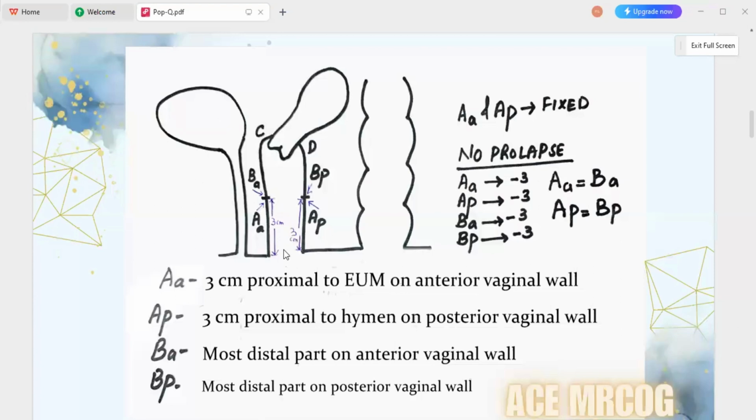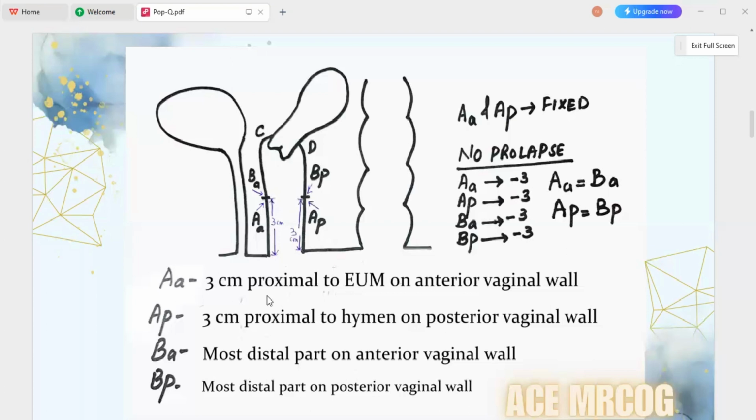Okay. So this is the anterior wall, and the anterior wall has 2 points. One is AA and one is BA. The proximal portion, 3 centimeters, is called AA. And on the posterior wall, the same, 3 centimeters proximal to the hymen, is called the AP point. This point is basically called AP, not this whole distance. Only this point is called AP, and this point is called AA. On the anterior wall, 3 centimeters proximal to the hymen is called point AA, and on the posterior wall, this point is called AP.